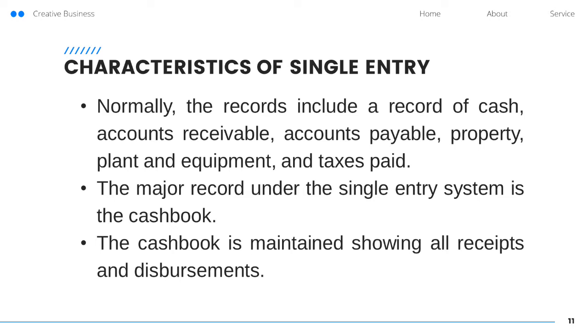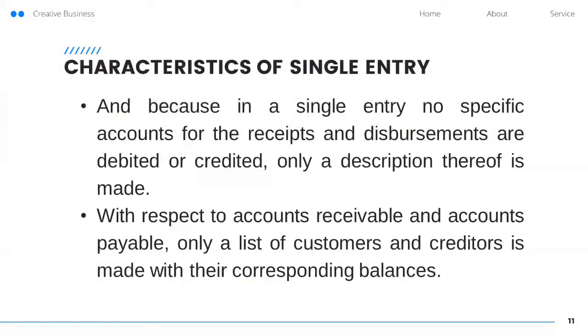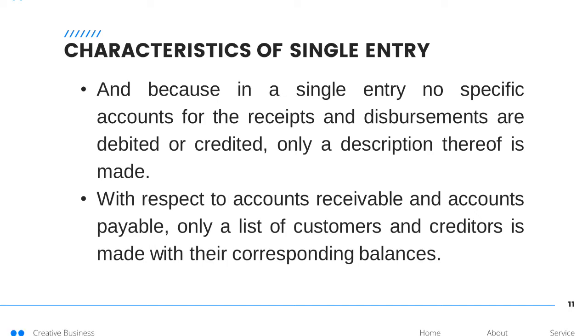The major record under the single entry system is the cash book. The cash book is maintained showing all receipts and disbursements. And because in a single entry, no specific accounts for the receipts and disbursements are debited or credited, only a description thereof is made. With respect to accounts receivable and accounts payable, only a list of customers and creditors is made with their corresponding balances.